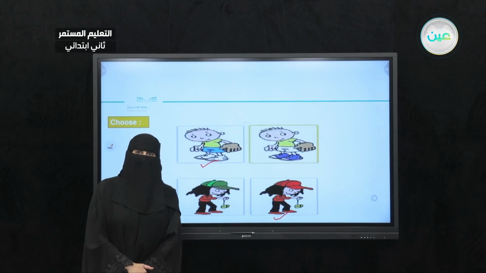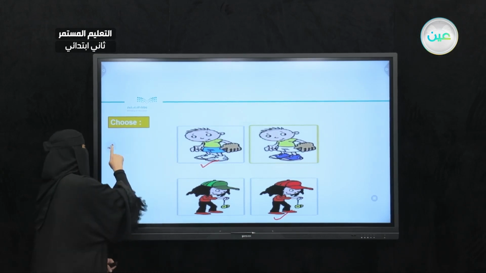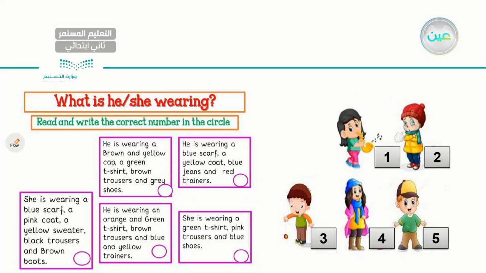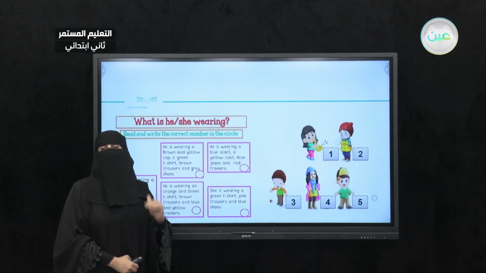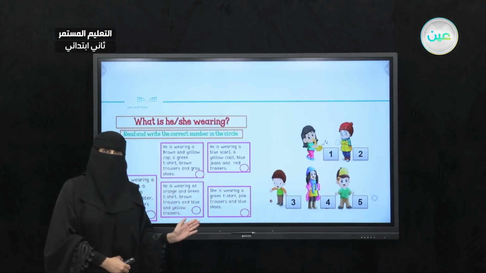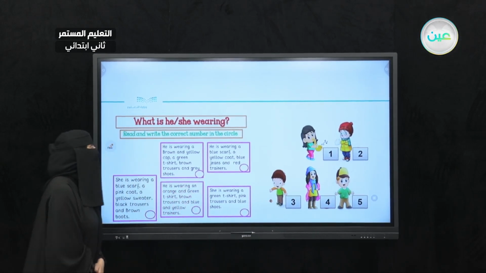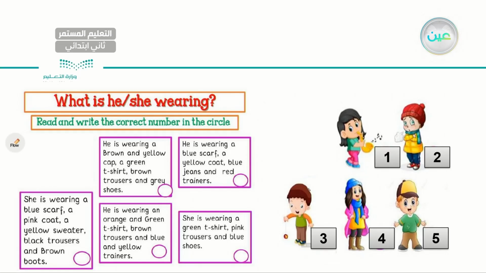Excellent, my dear student. Now, let me give you another exercise that I know for sure that you will enjoy. Now, here, as you can see, I have 5 characters and I have 5 descriptions, right? Now, we try to start with easy one. This is also easy and I know you can do it. Here, let's try to match. What is he or she wearing? Read and then write the correct number in the circle. I have 1, 2, 3, 4, 5. I have boys and girls and I have 5 descriptions, okay?